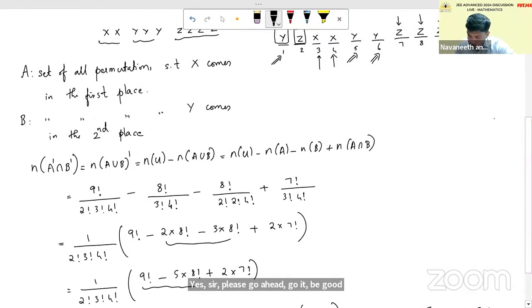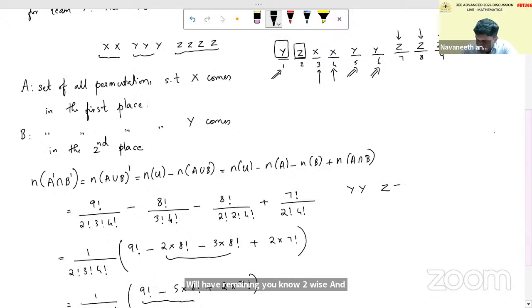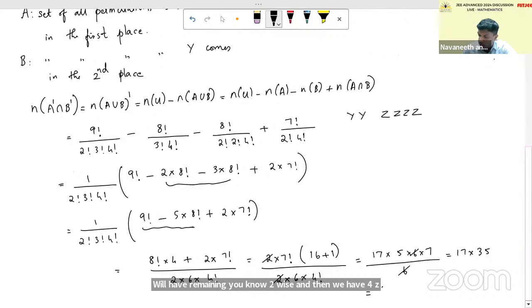So here, in this step, I think I wrote 3 factorial. Let me check. In fact, that will be 2 factorial, sorry, because after keeping an x and a y in the first and second place, we'll have the remaining 2 y's and then 4 z's. So it's going to be 2 factorial to 4 factorial. Sorry, so it'll be only a 2 factorial there.